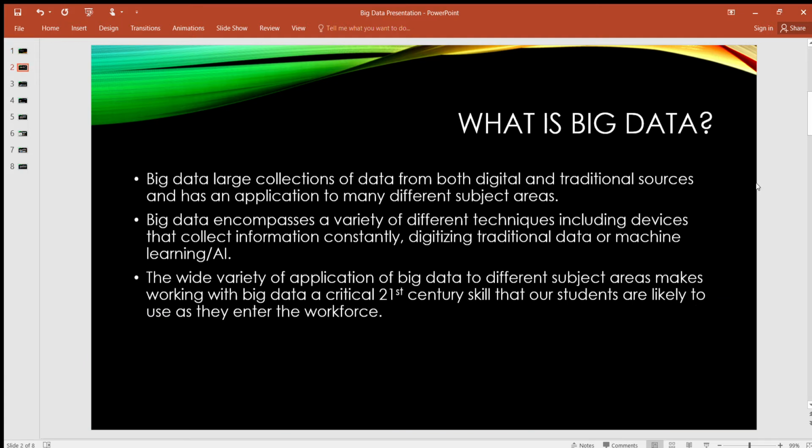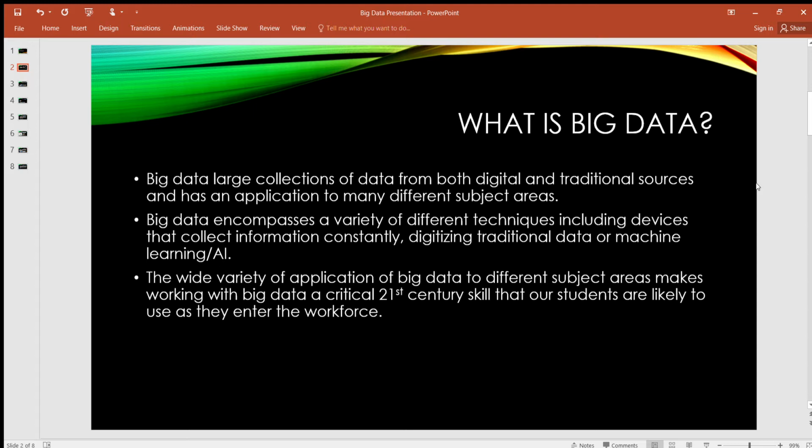So first off, you're probably asking yourself, what is big data? Data, as you expect, deals with large amounts of data, but it also encompasses a little bit more than that, including devices that collect data digitally, digitizing traditional data, and also machine learning or artificial intelligence.